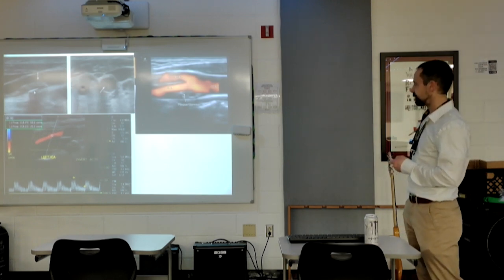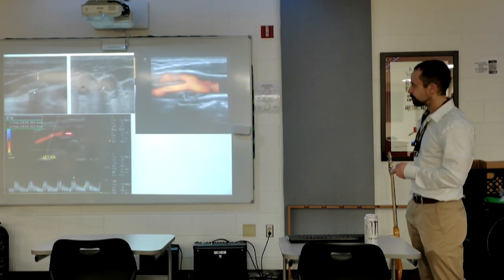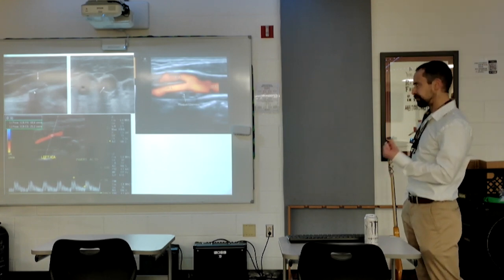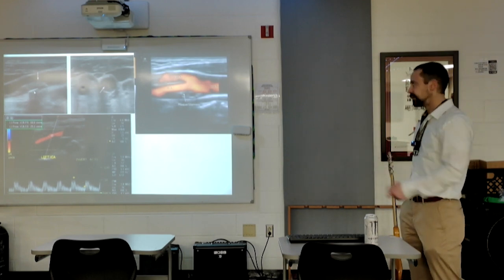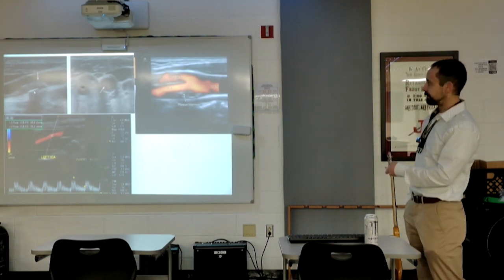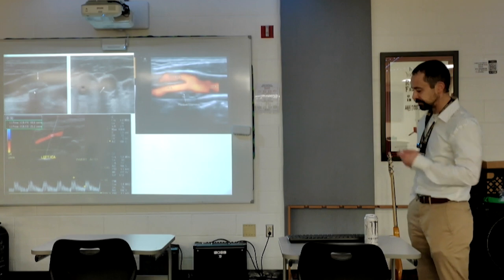And ultrasound can also tell you about velocities of flow, and we can gauge how narrow something is. So I don't know if anybody's ever put their thumb over the end of a water hose and sprayed it. Same kind of thing will happen in an artery. So if it's really narrowed, the velocity is going to increase.